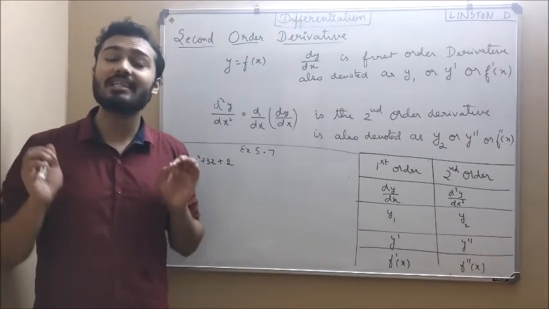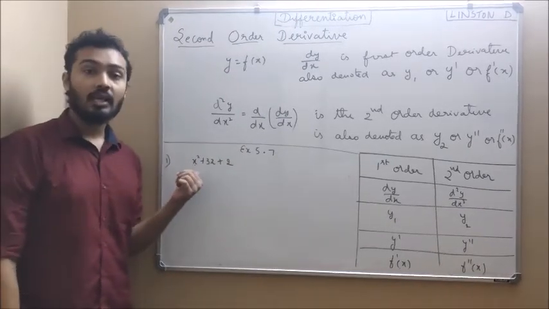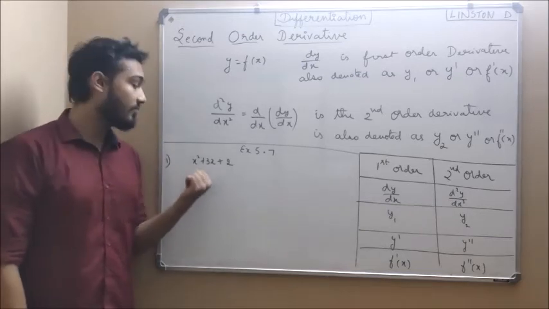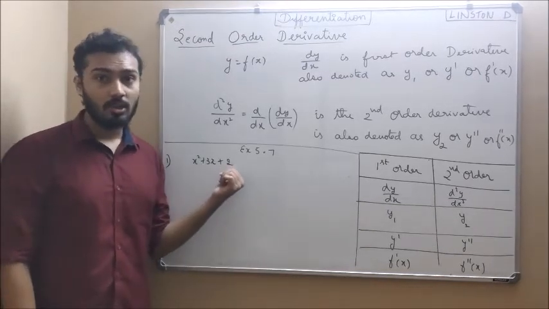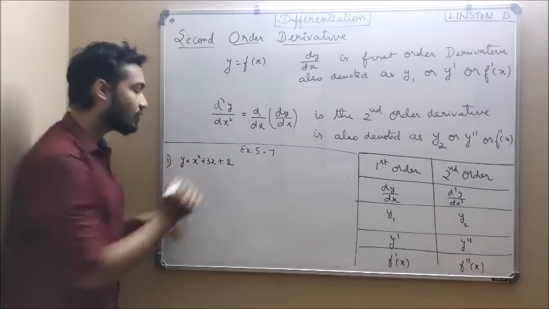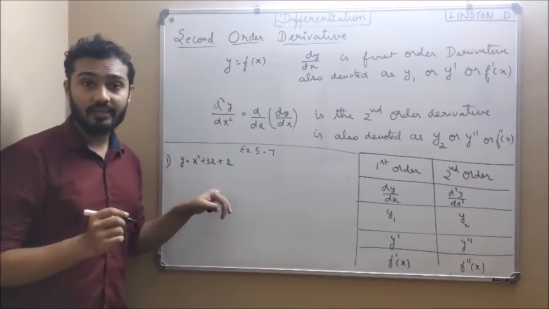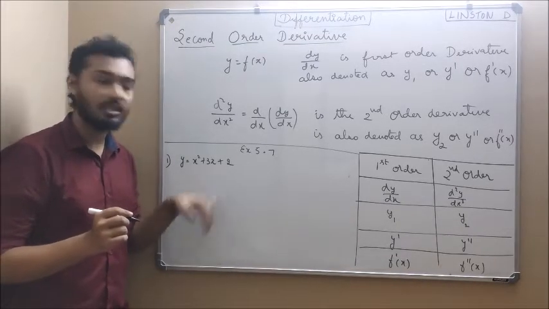Next, to understand this concept, we will do one sum. Exercise 5.7, the first question. We have to find the second order derivative of x square plus 3x plus 2. So we will take this function as y equal to x square plus 3x plus 2. We have to get the first order derivative and second order derivative. First, find the first order derivative.